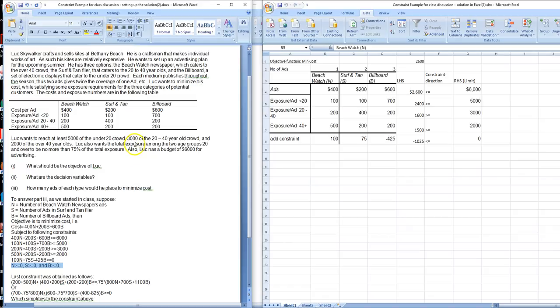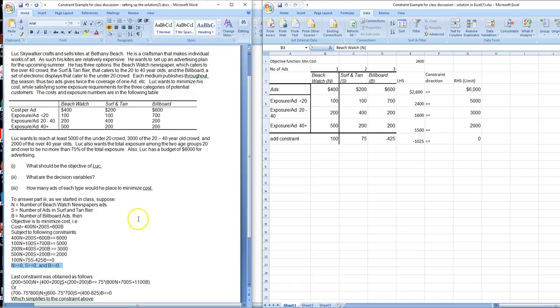Similarly, you want 3,000 exposure for 20 to 40 age-old crowd. Same logic, 200 is exposure by Beach Watch newspaper ads, so 200N plus 400S plus 200B has to be greater than or equal to 3,000. And similarly, for over 40, you want exposure of at least 2,000, and therefore you have 500N, where 500 is coming from here, plus 200S plus 200B to be greater than or equal to 2,000.